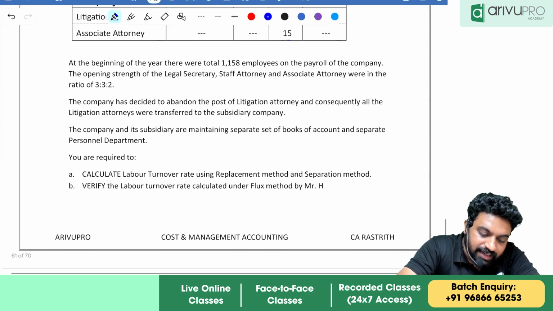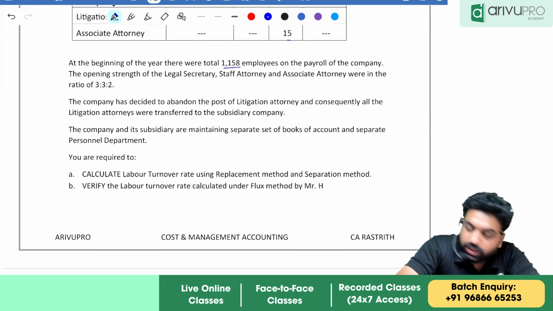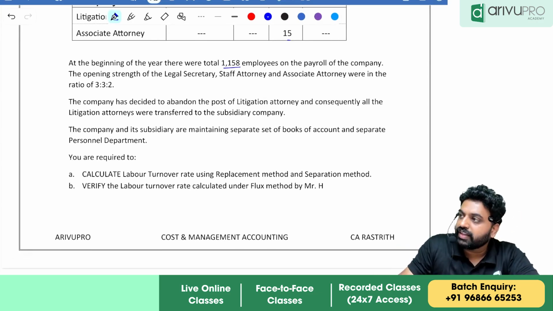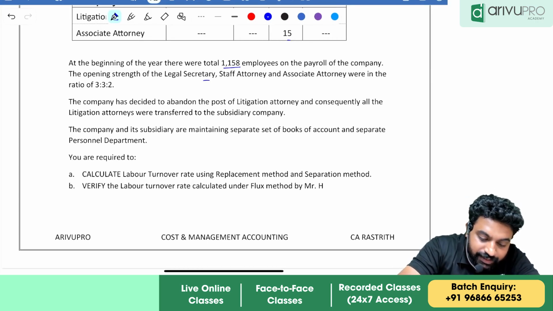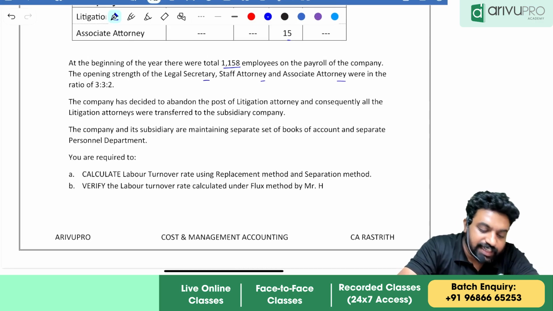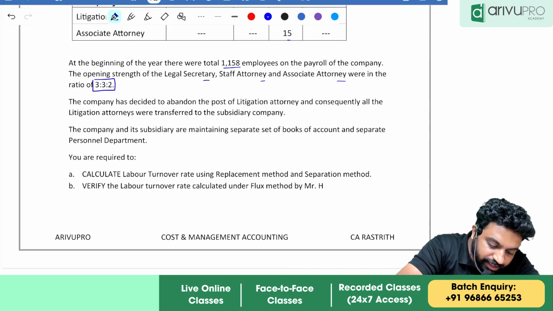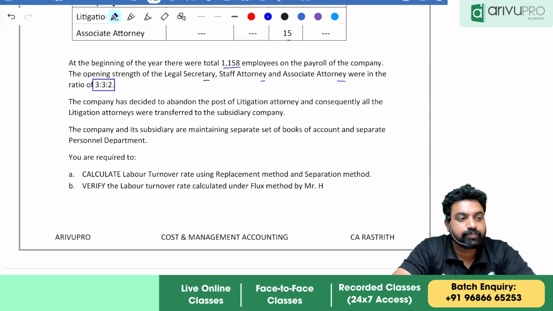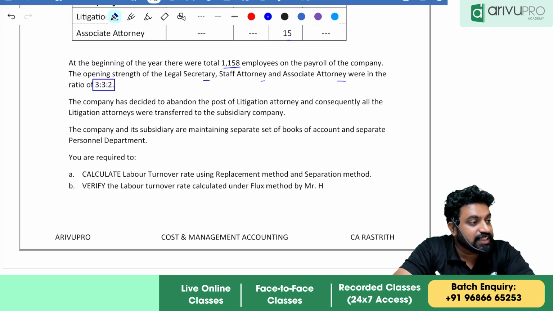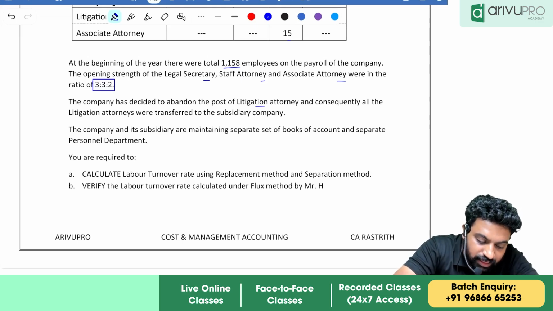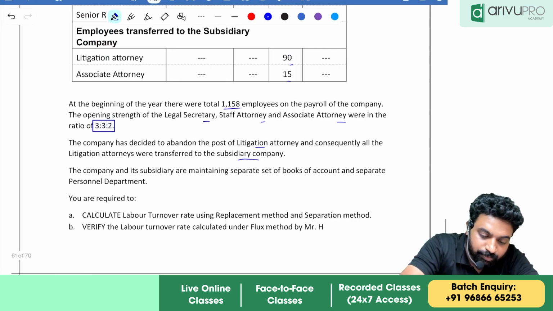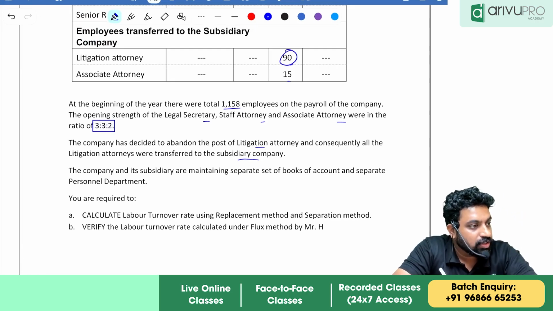Now, at the beginning of the year, there were a total of 1158 employees on the payroll of the company. The opening strength of legal secretary, staff attorney, associate attorney were in the ratio of 3:3:2. The company has decided to abandon the post of litigation attorney, and consequently all the litigation attorneys were transferred to the subsidiary company. So the full 90 here is there, no? Everything was transferred. That means we are keeping no one.